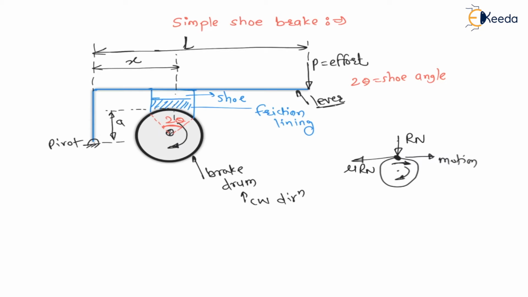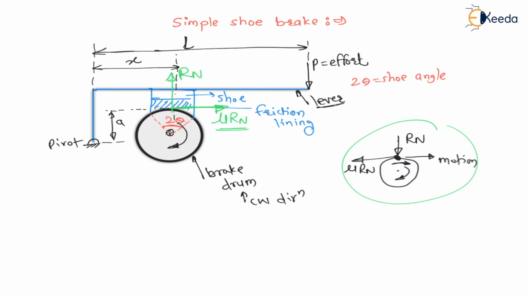Therefore if I see on the shoe, there will be a normal reaction like this, Rn, opposite to this action, and friction force will be like this towards right. This is Rn and mu Rn, where Rn is normal reaction and mu is coefficient of friction at the contacting surface, right?